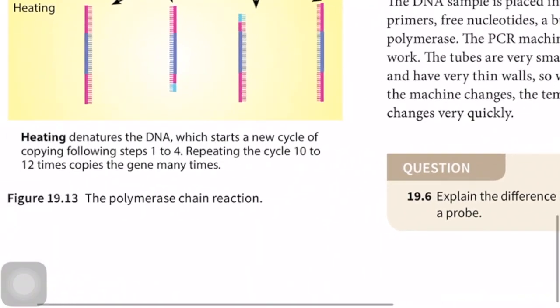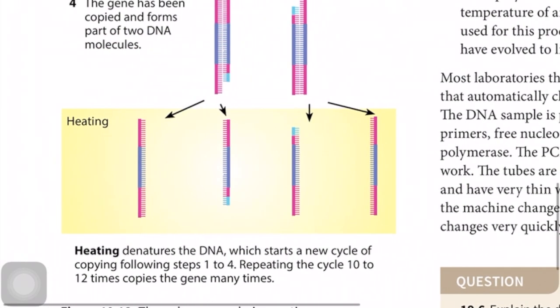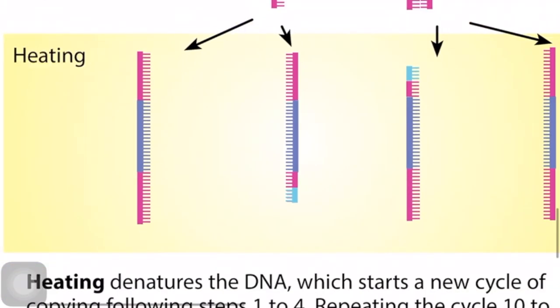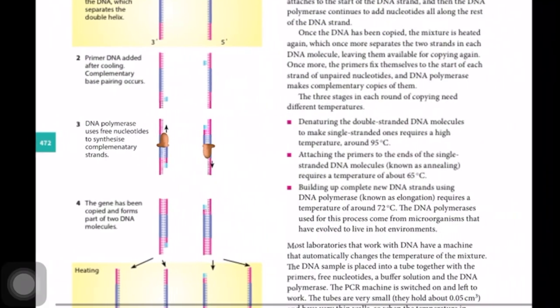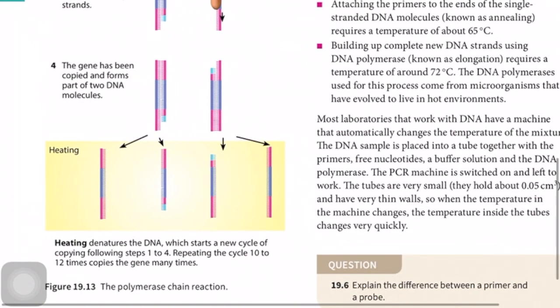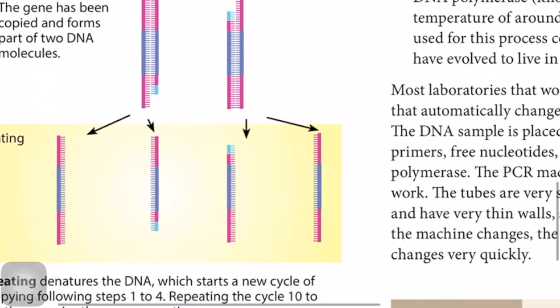Now let's see. Heating denatures the DNA, which starts a new cycle of copying, following steps 1 to 4, repeating the cycle 10 to 12 times. The genes may copy. Yes, because once again we need to heat it to break the double bonds. Again we add primers. Again polymerase does this adding with the free nucleotides present, and thus we will have 4 strands of double-stranded DNA. Again, it keeps going on.